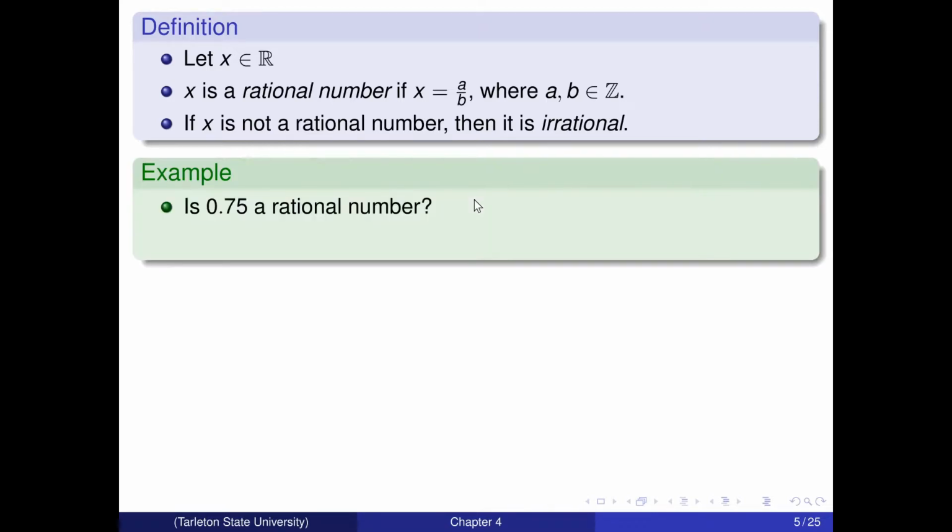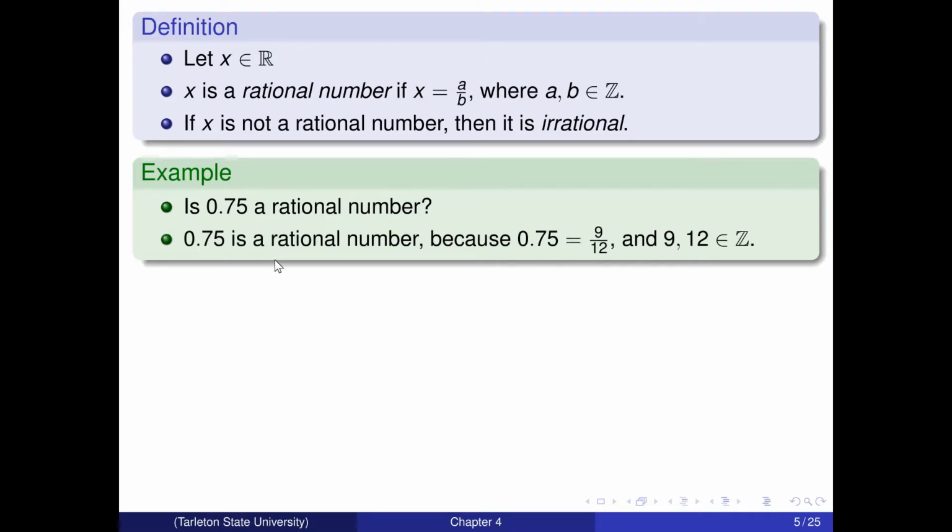So a quick example of this would be the number 0.75. Is this a rational number? And the answer is yes, it is, because we can write 0.75 as, for example, 9 divided by 12, and 9 and 12 are both integers. Now, I'm sure that most of you watching right now are thinking, why did you choose 9 over 12? That seems like a strange choice. And it really is a strange choice.